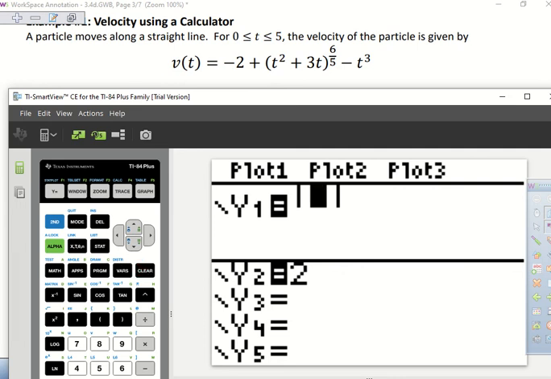Okay, -2 plus parenthesis. Just make sure you type it in correctly.